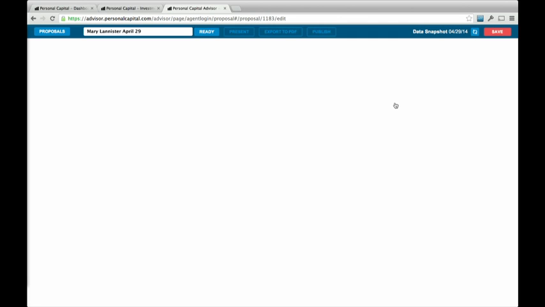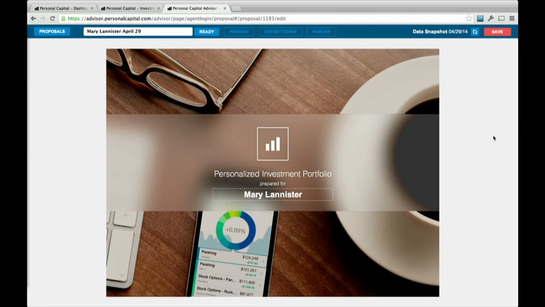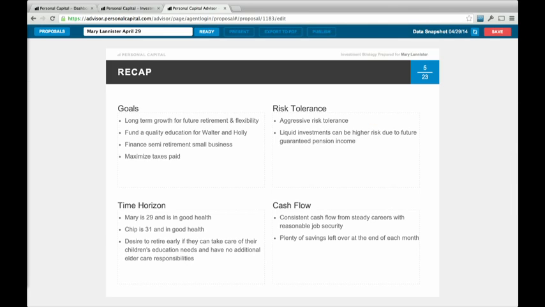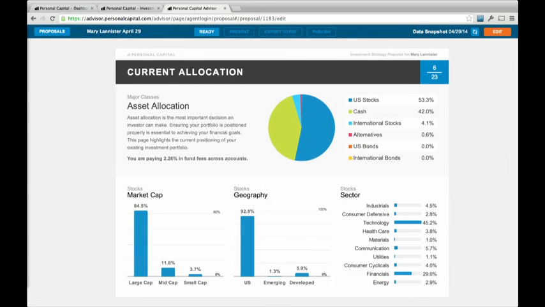It's a detailed plan, so we'll skip forward to a couple of highlights. On this screen, Mary's advisor has recapped important notes from their earlier conversation: goals, risk tolerance, cash flow, and the like. The advisor can make changes at any time. Here, all of Mary's holdings have been automatically imported.